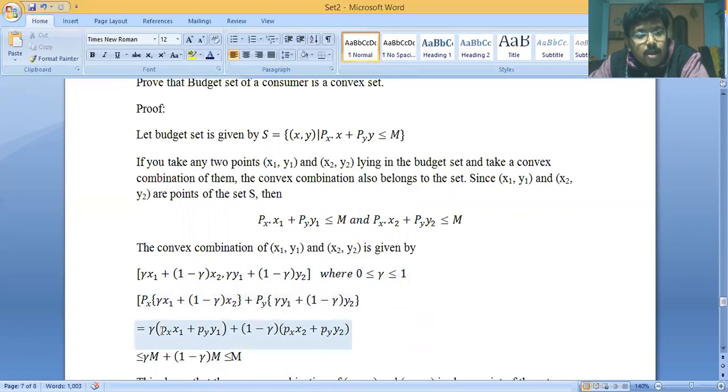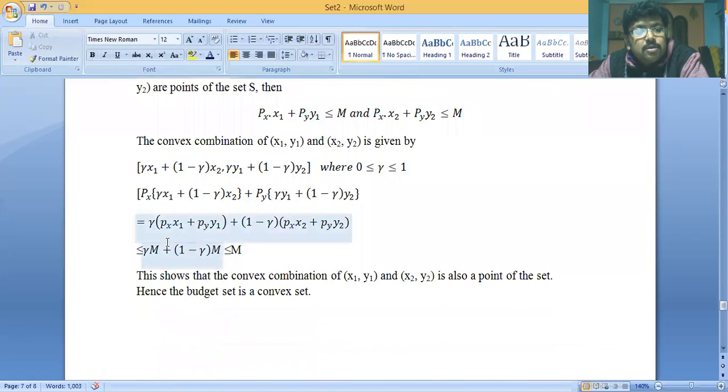Now we take out gamma as a common factor, so gamma times (Px x1 plus Py y1), and we take out 1 minus gamma as a common factor, so 1 minus gamma times (Px x2 plus Py y2). This value is given as m, and this value is also given as m. So after simple steps, we get less than or equal to m. This shows that the convex combination of the two points is also a point of the set, because it is less than or equal to m. Hence the set is a convex set.